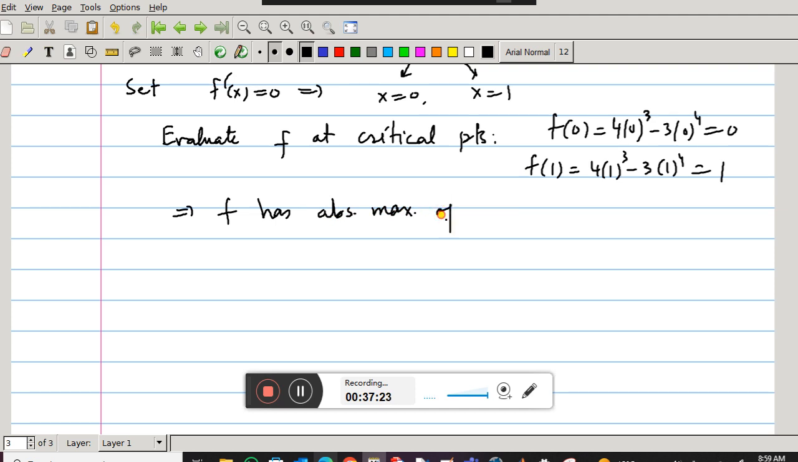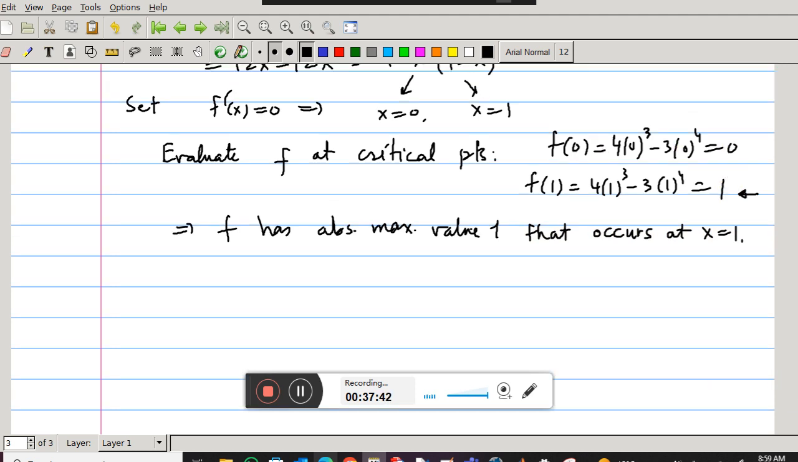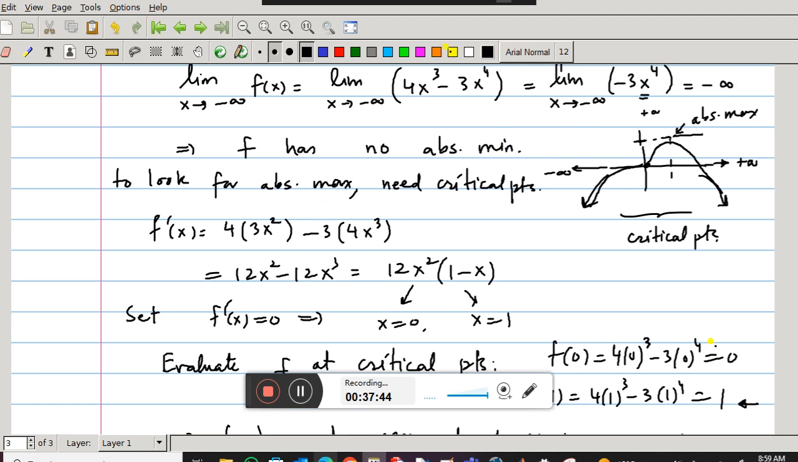Absolute maximum value 1 that occurs at x equal to 1, right? Both are the same. Don't say that 0 is the minima. This is the highest one, this is maxima. But 0 is not the minima. We have already told that there is no minima. So don't make this mistake, you see. We have already told that there is no minima.